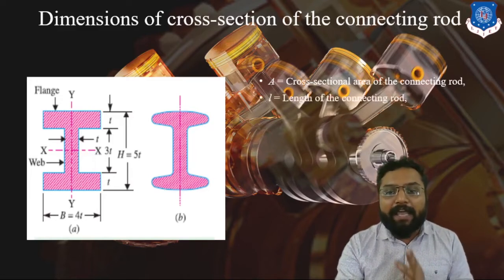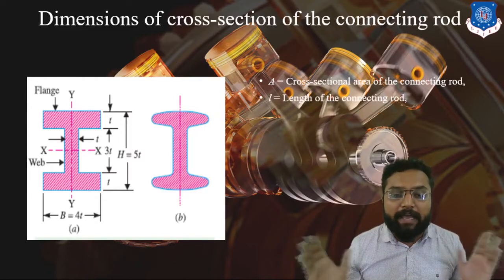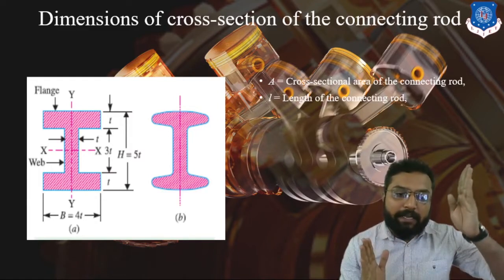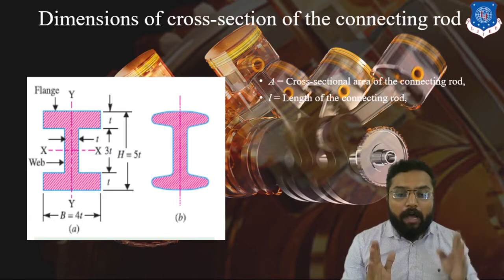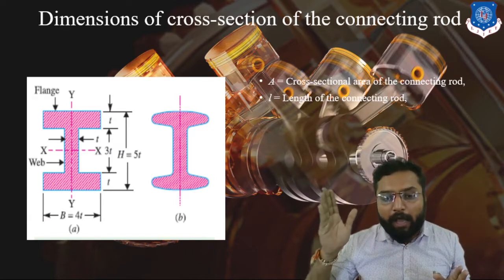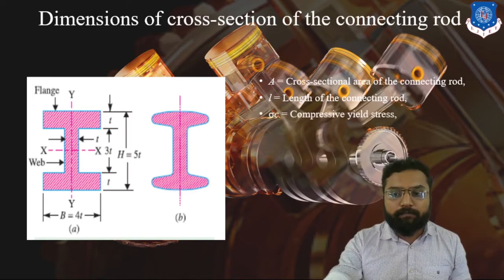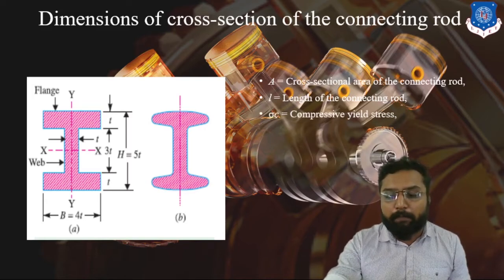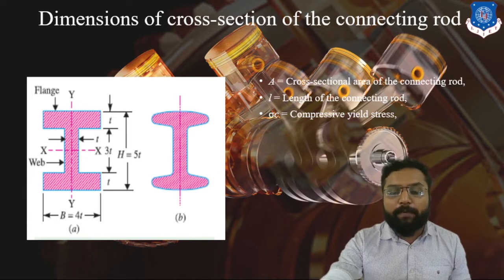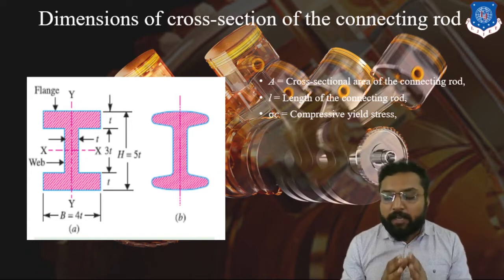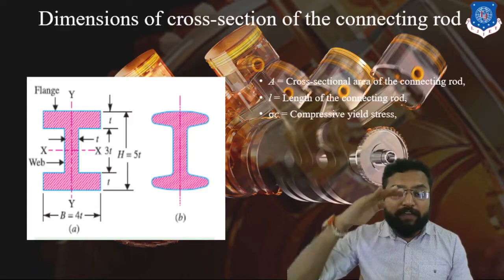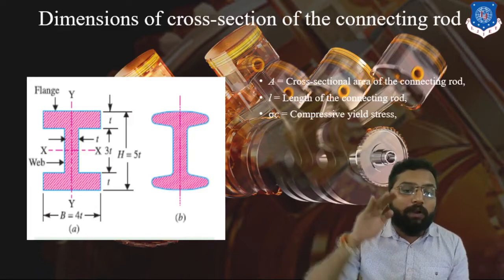Clear? Then the length of the connecting rod. The total length of our connecting rod is from the center of the eye of our small end to the center of the eye of our big end. After that, the yield stress, which is compressive stress. Clear? Compressive stress. What is compressive stress? Compressive stress mainly deals with your connecting rod, when it comes under short column theory.